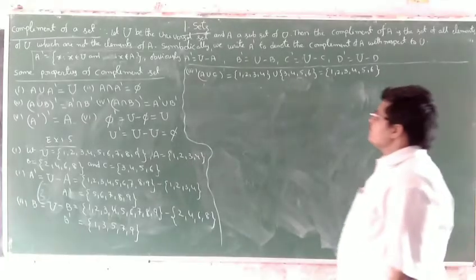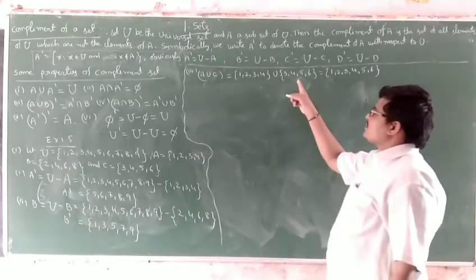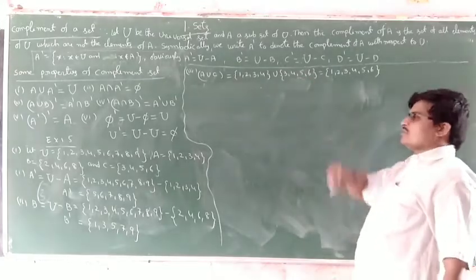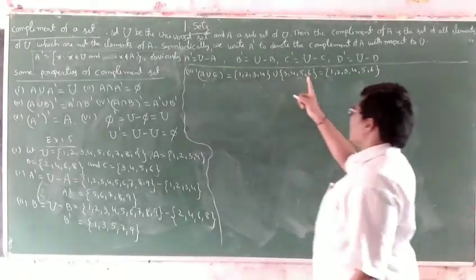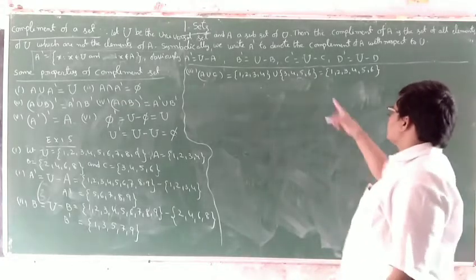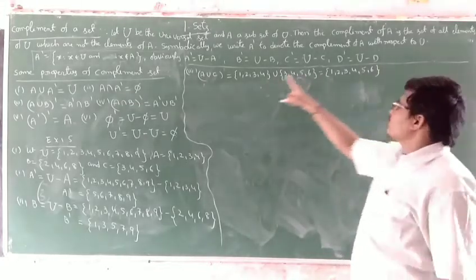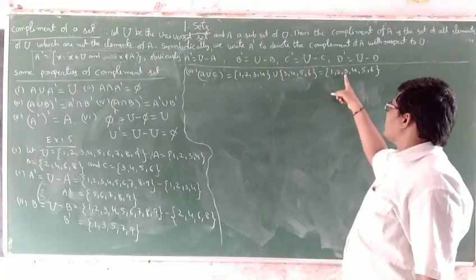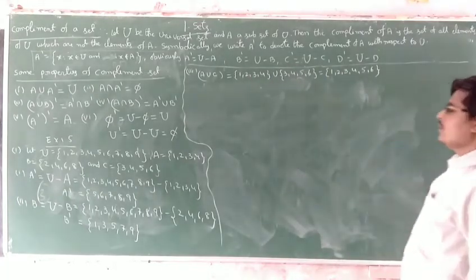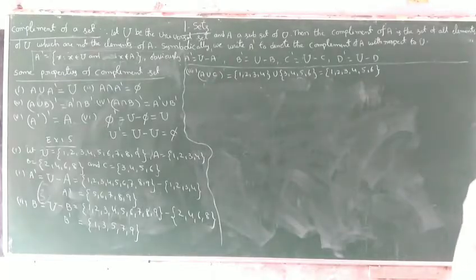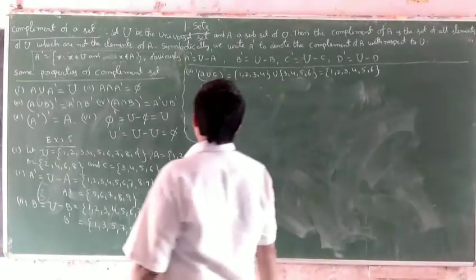Union means x belongs to A or x belongs to C. So A union C means A or C. Totally, 3 appears 2 times, so we can write it only one time. 4 is also repeated 2 times, so we write it only one time. This is A union C.